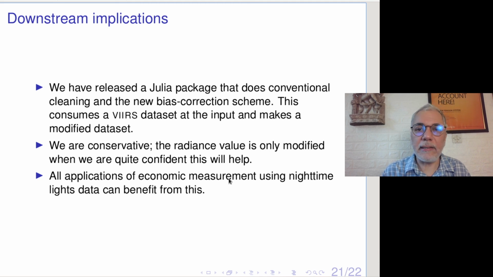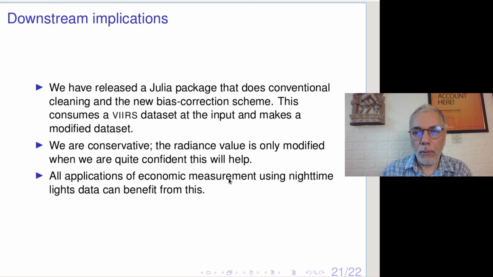So this has some nice downstream implications. We have released an open source Julia package that does both the conventional cleaning and the new bias correction scheme. This consumes a VIIRS dataset at the input and makes a bias corrected dataset. So this can be used by researchers in remote sensing to further develop and augment these methods, and by researchers in applied economics who get a better dataset.